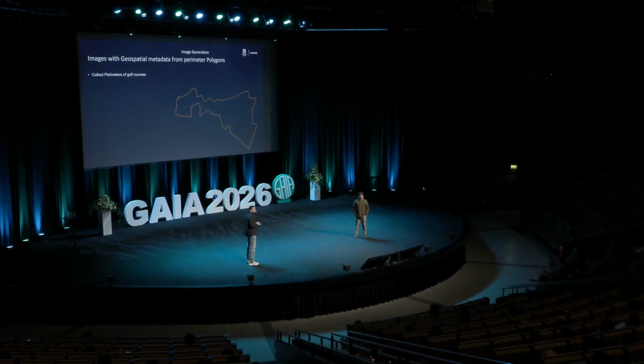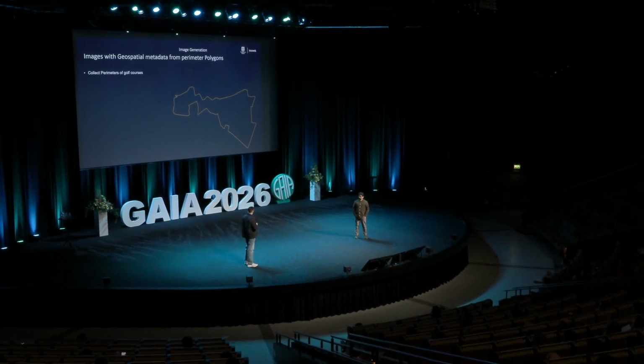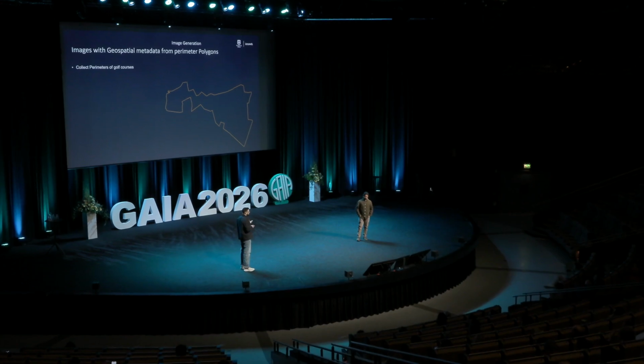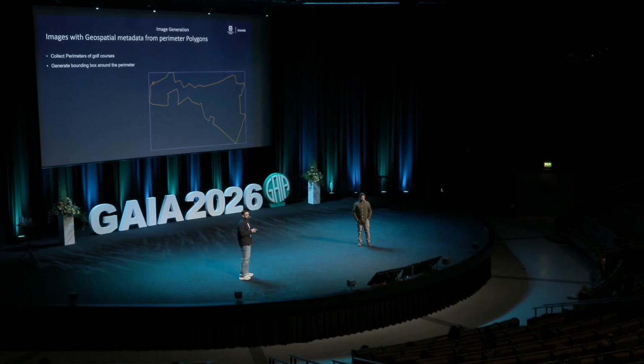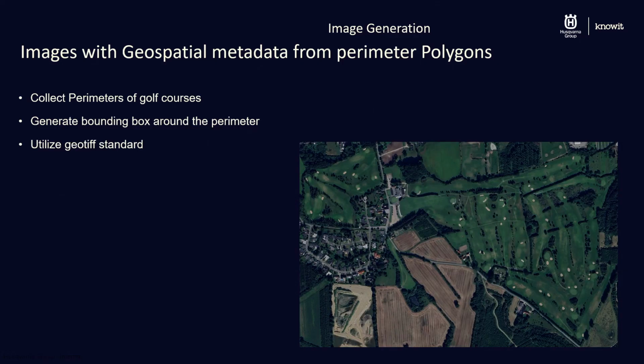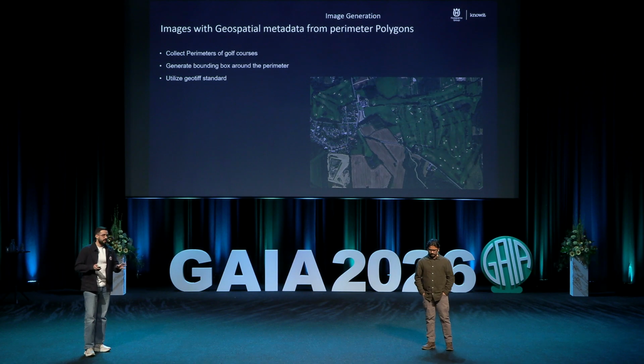A few words about the image generation. As I mentioned, the starting point is the perimeters. So what we can do next is generate a bounding box around its perimeter. Then we can provide this bounding box in a library like OSGeo and utilize standards such as GeoTIFF and generate images that have an additional layer that contains geospatial reference for each pixel. We want that in order to match the images with the semantic masks that we have extracted.